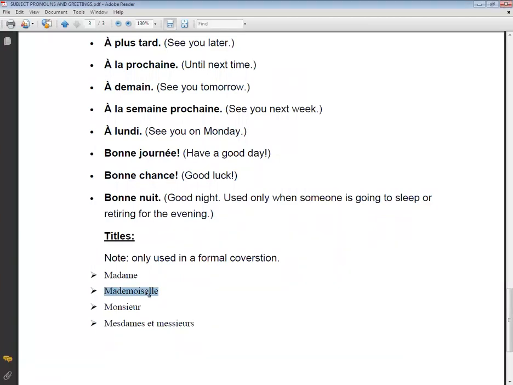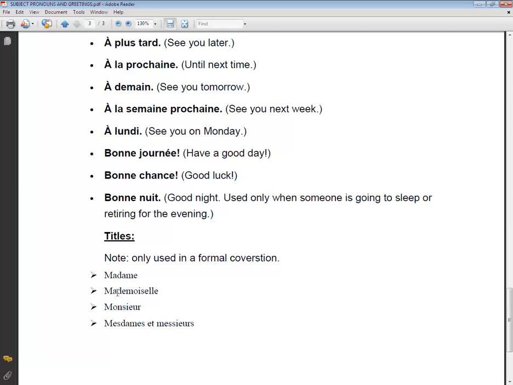Mademoiselle. O-I is wa. Mademoiselle. Miss. Then we say monsieur. Can you say monsieur? It's not monsieur, it is monsieur. I must have given you this word when we were learning the compound vowels. So the first one we said is madame, the second one is mademoiselle. Can you say mademoiselle?